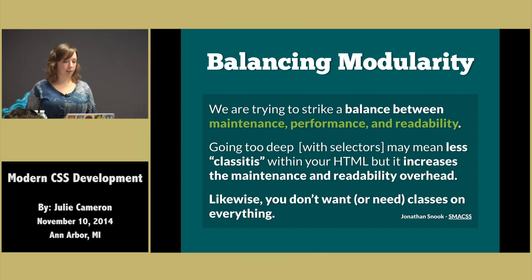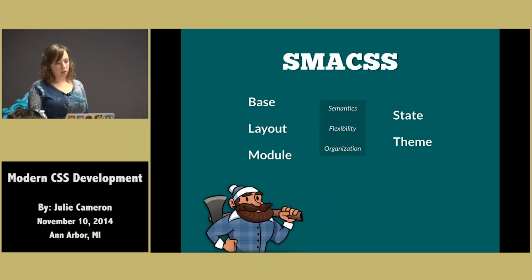Going too deep with selectors may mean less classitis within your HTML, but it increases the maintenance and readability overhead. Likewise, you don't want or need to put classes on everything, just like we saw with that OOCSS example where we had tons and tons of classes. So those are the core concepts of SMACSS. We've got base, layout, module, state, and theme, focus on semantics, flexibility, and organization.